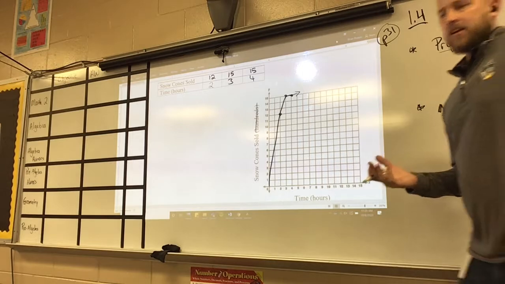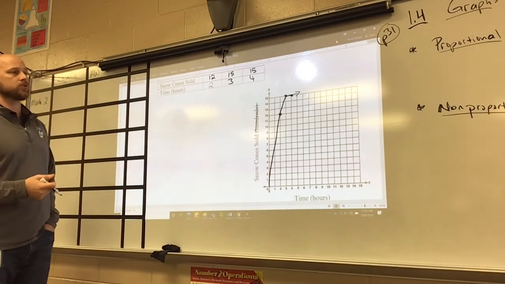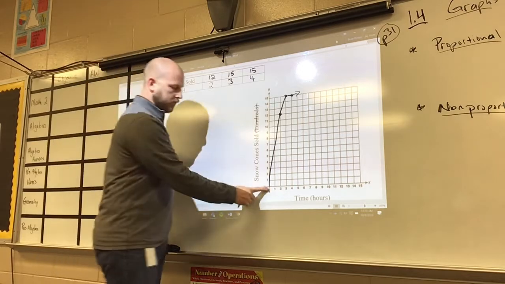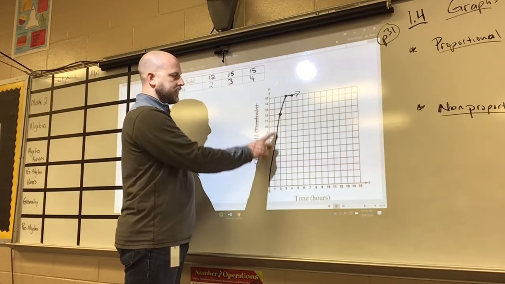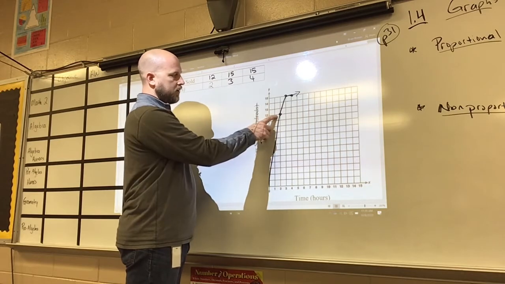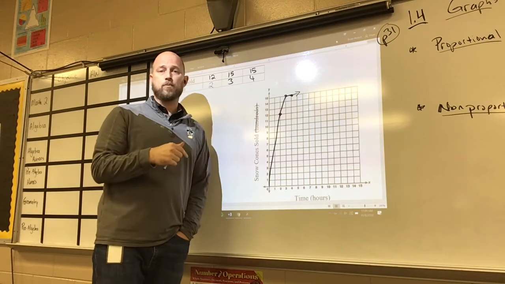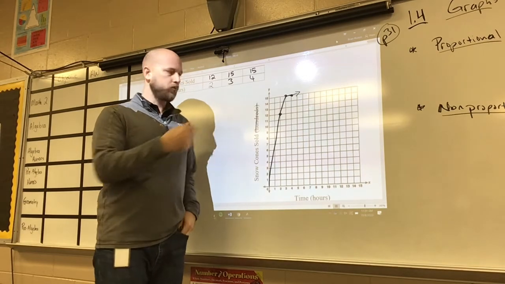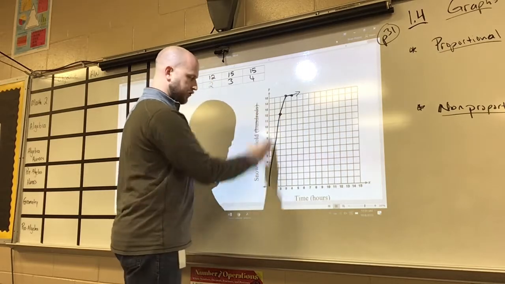Now, again, when we talk about proportional and non-proportional, proportional needs to go from the origin, which this does, but then it needs to be a straight line. Now, it did go from these 2 points straight, but then it kind of changes direction for the next 2. Therefore, this is non-proportional.